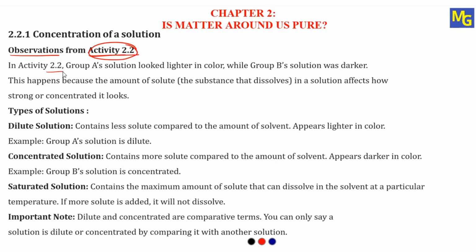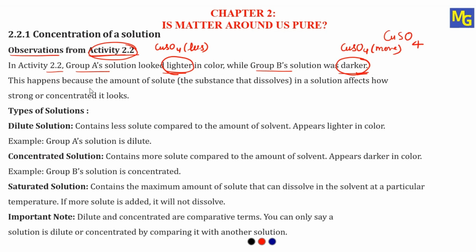In activity 2.2, group A solution looked lighter in color, while group B solution was darker. Here we did the activity by taking copper sulfate crystals. In group A, the copper sulfate amount was less, and in group B, the copper sulfate amount was more. So let me write it here: copper sulfate, here it was less, and here it was more. When they mixed this copper sulfate in water, group A got a light colored solution and group B got a darker colored solution.